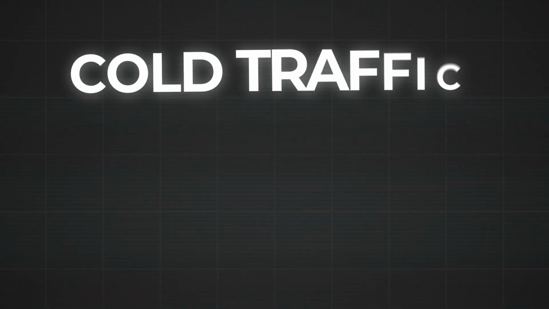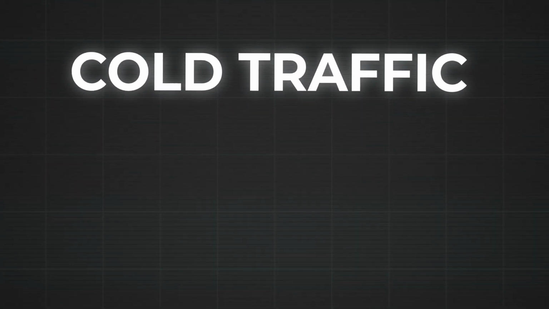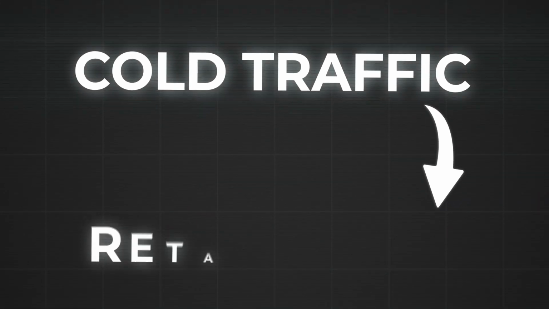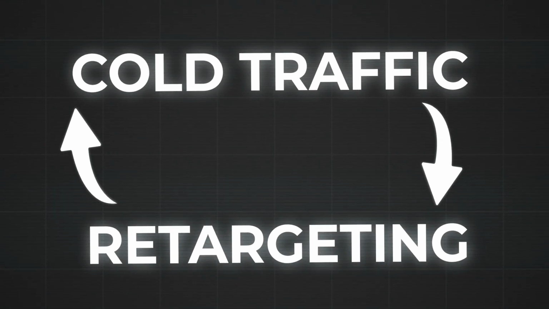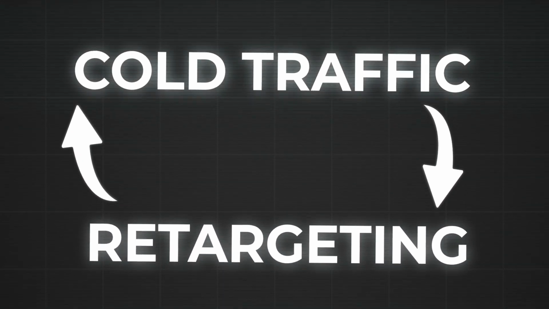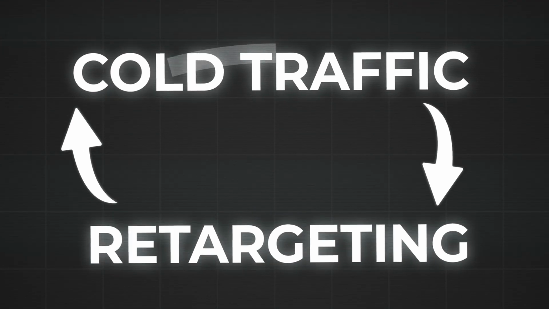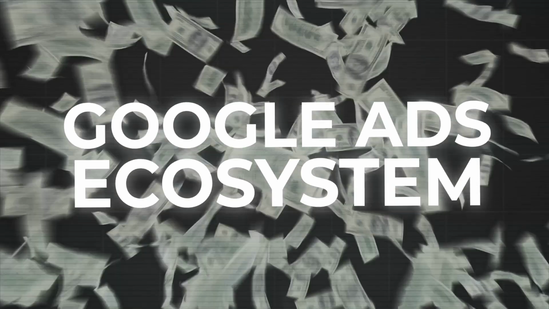At the very top of this loop is the cold traffic audiences and the cold traffic that's coming in general to shop with your brand. At the very bottom of this loop is the retargeting audiences that you're targeting and just the retargeting traffic in general. And when you start running these two things together, that's when the circle is connected. And this is what creates something I call the Google Ads ecosystem, which is what basically every brand needs to truly scale to the very next level.